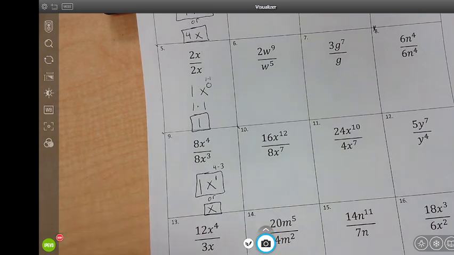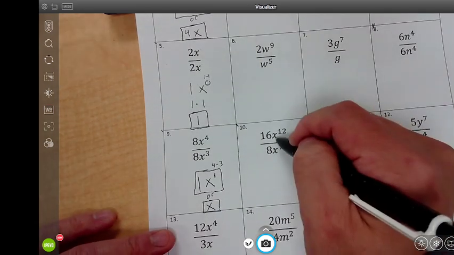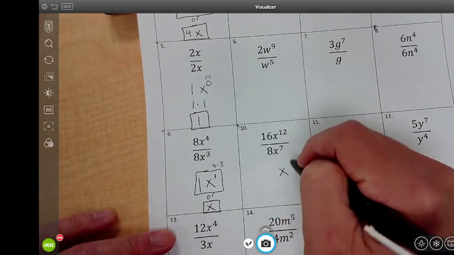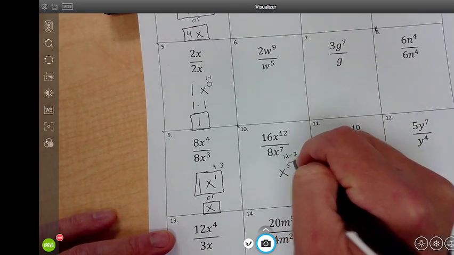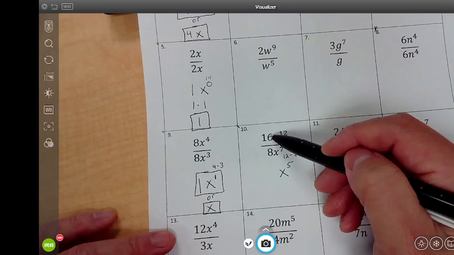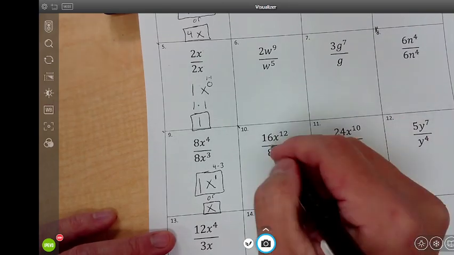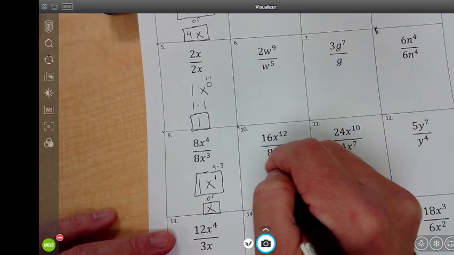Alright, last one. Let's look at number 10. So for the x, those are the same bases. I have a 12 minus 7 for the exponents. 12 minus 7 is 5. And then I have a 16 divided by 8 for the coefficients. That's 2. 2x to the 5th power.